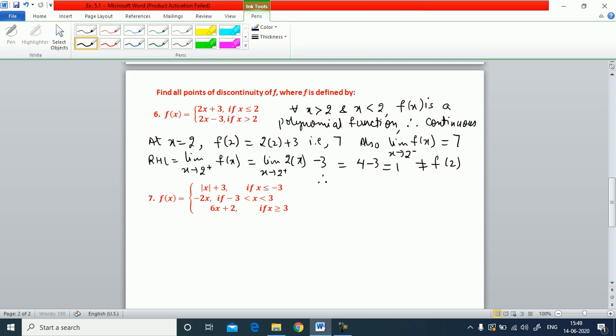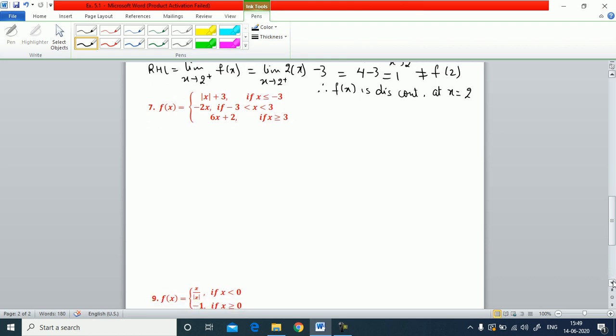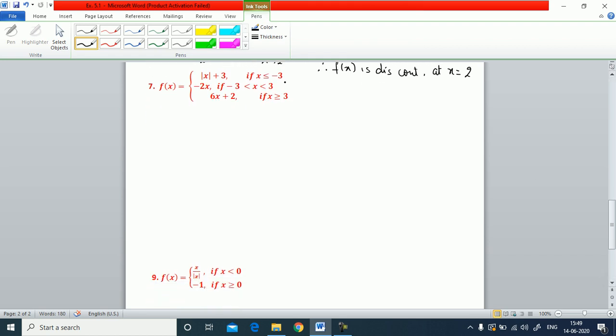So therefore we can say f(x) is discontinuous at x is equal to 2. So for this particular problem, x is equal to 2 is the point of discontinuity. For rest of the real numbers, it is continuous. Fine. Let us see this one.